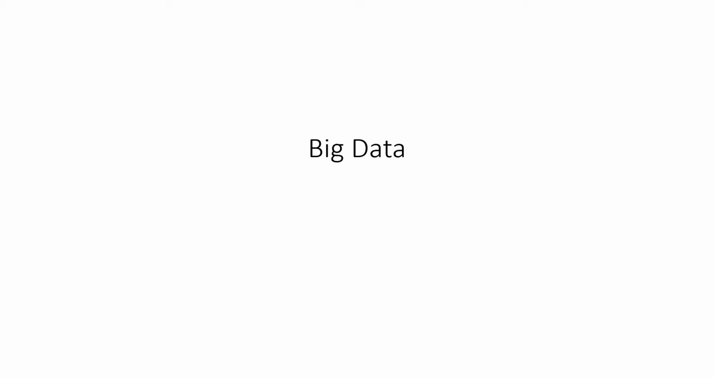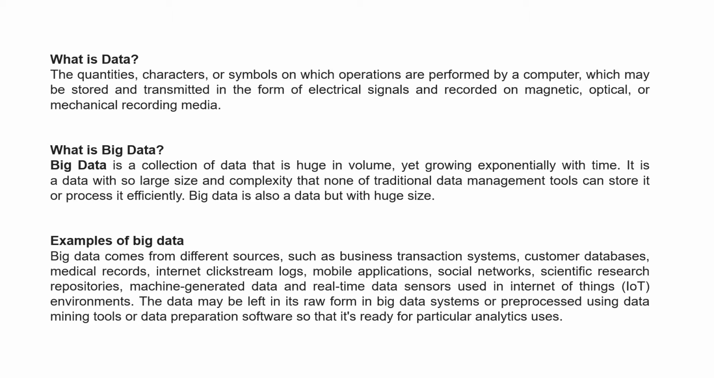In this video, we are going to see what is big data. First of all, we can see what is data: the quantities, characters or symbols on which operations are performed by a computer, which may be stored and transmitted in the form of electrical signals and recorded on magnetic, optical or mechanical recording media. Then what is big data?